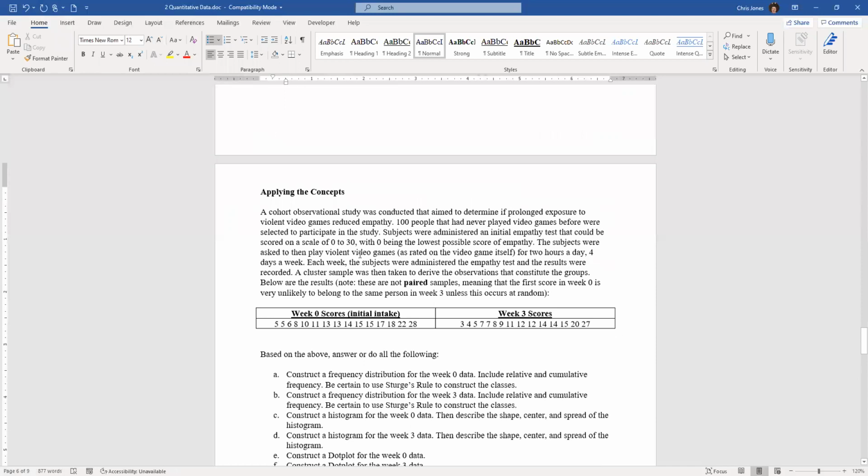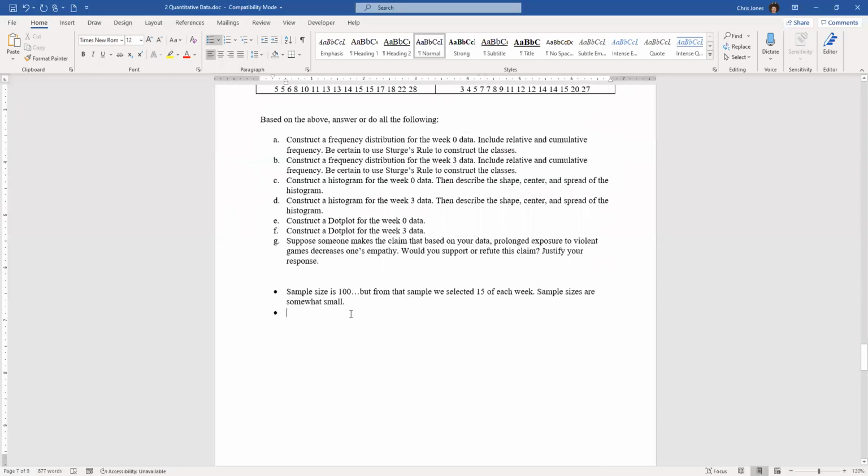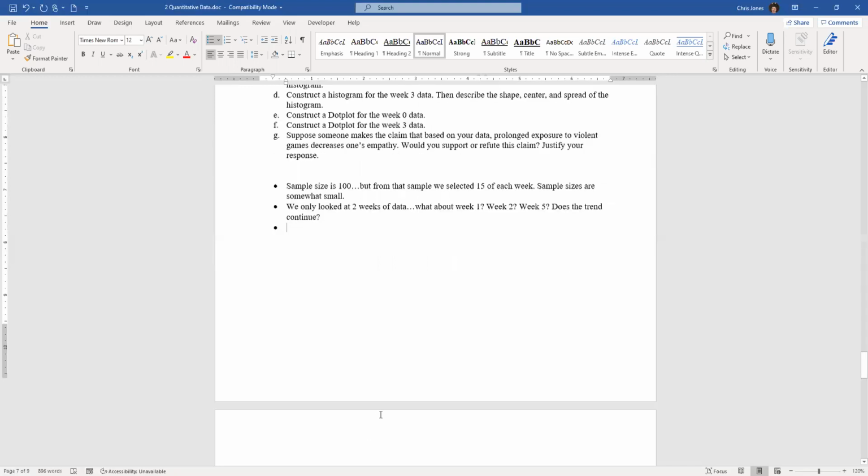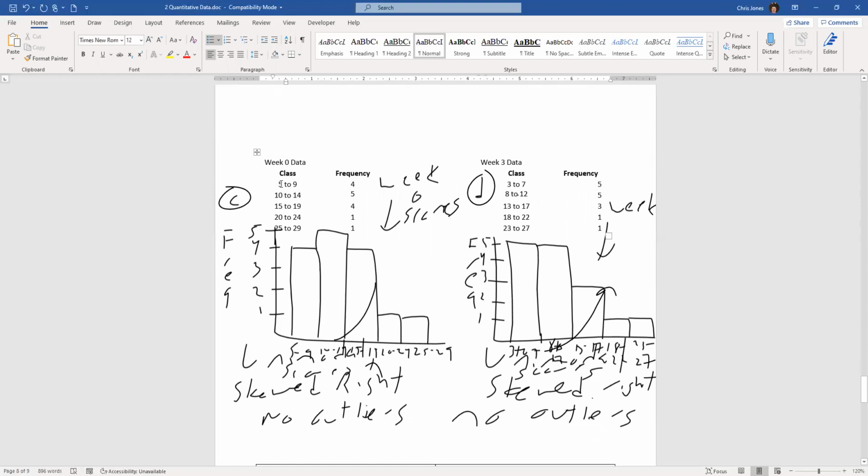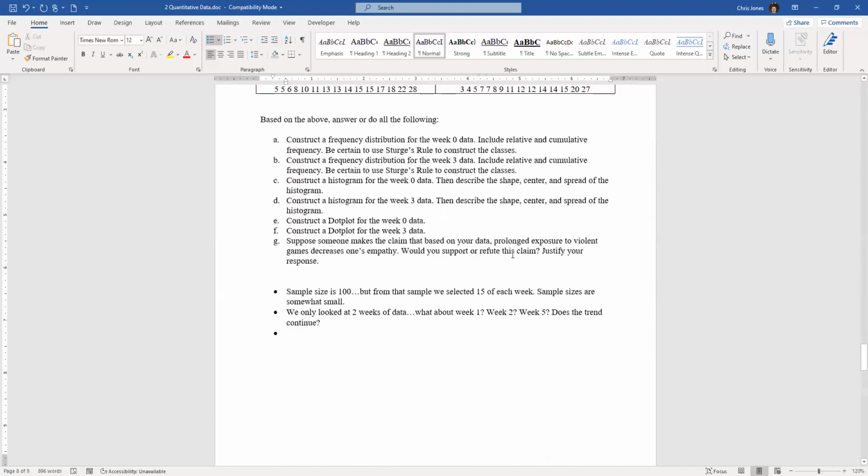Another thing that we have to be concerned with is that even though we were doing a cohort observational study, and we said that cohorts are a little bit stronger, we really only did a cross-sectional study twice because we had week 0 scores and then week 3 scores. So we only looked at 2 weeks of data. Okay. So what about week 1? Week 2? Week 5? In other words, does the trend continue? All right. I mean, it looks like it's slightly decreased. If we go back to these, we can clearly see that from the classes, yeah, we went from 5 to a 3 and a 29 to 27 for the highs and the lows. But in between there, it doesn't look like it changed all that much, right?